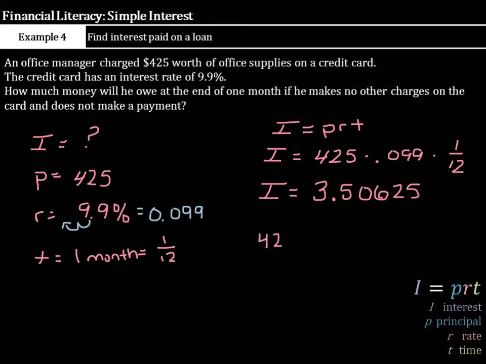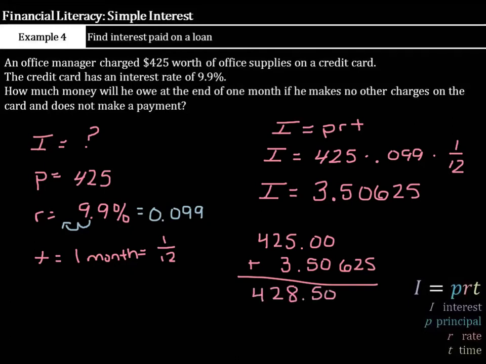So $425.00 plus $3.50 with this little bit of extra hanging out is going to equal $428.50 and this extra. Now what are we going to do with the extra? Look at that pennies place, which is the 0. Look 1 to the right of it. And is that 6 going to round the 0 up? Yes, it's above 5, so our final answer is $428.51.